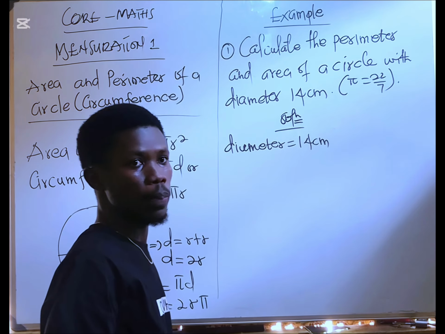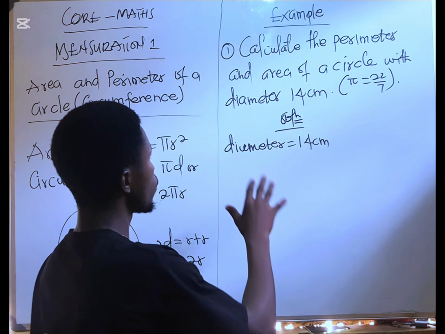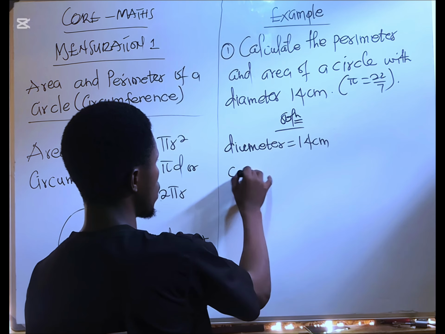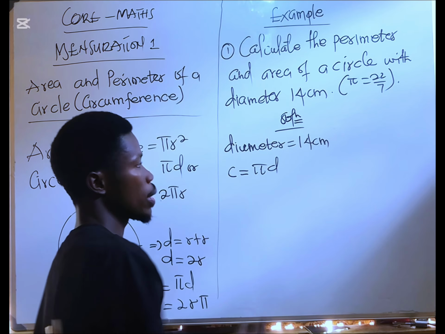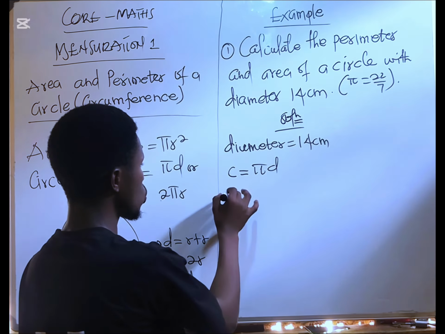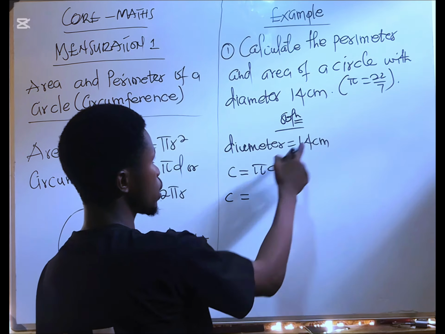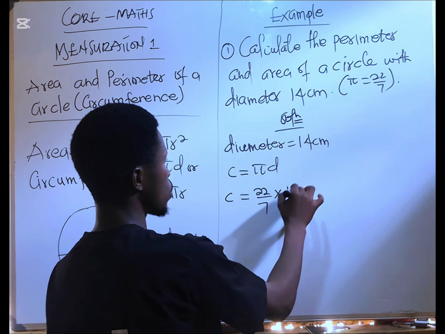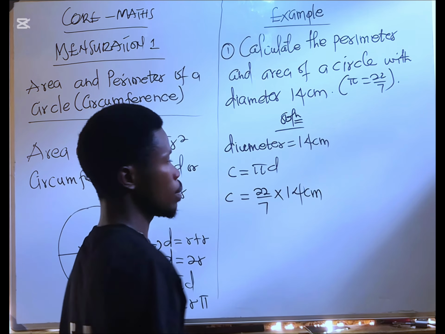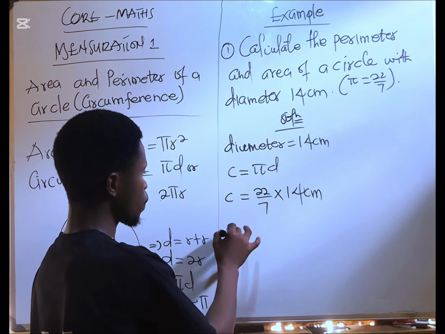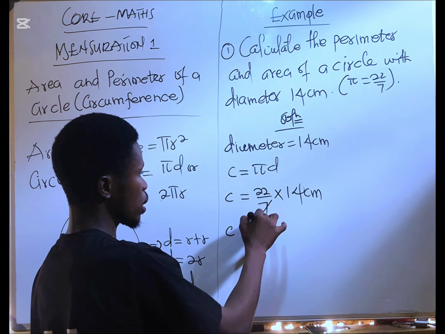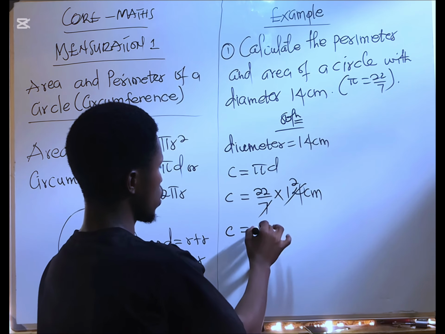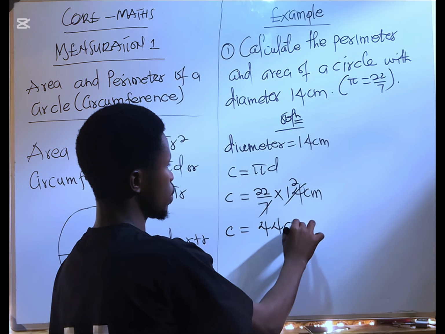First we have to find the perimeter, which is the same as circumference. So circumference equals pi d, because diameter has been given. Is that okay? So circumference equals 22/7 times the diameter, which is 14 centimeters. You all know that 7 will go into 14 2 times. 2 times 22 is 44 centimeters.